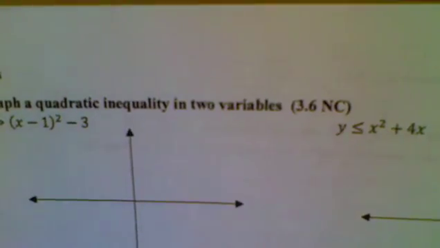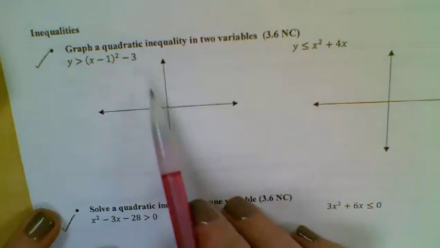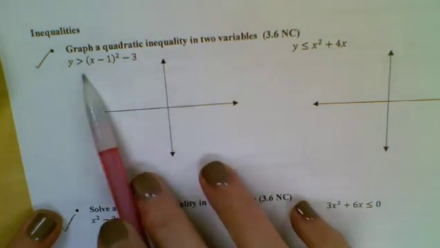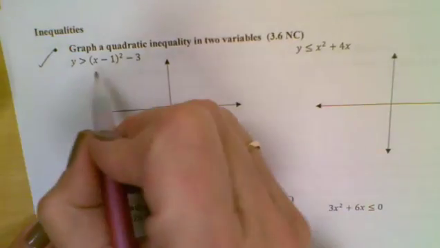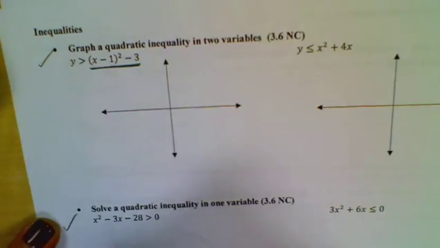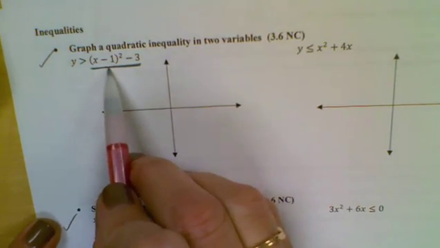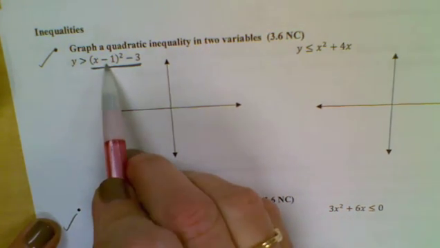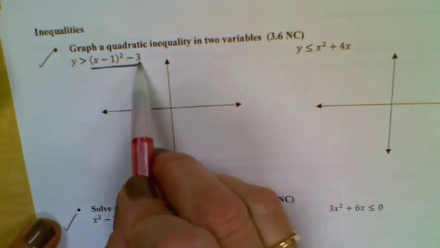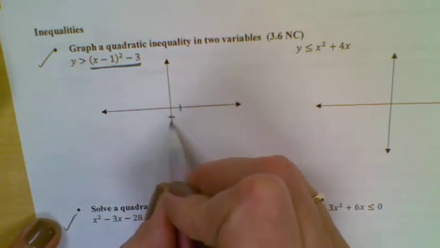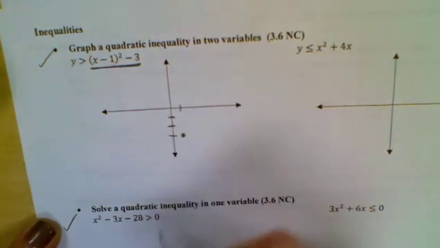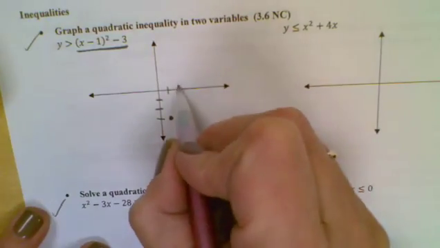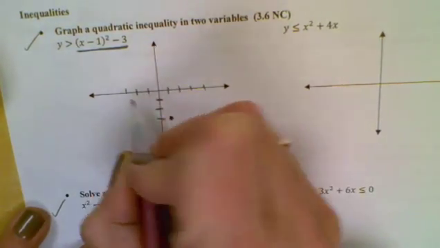Okay, then we have inequalities in this section. Again, it all deals with quadratics. So one kind of problem is, can you graph an inequality in two variables? This is going to be a little bit of a review of, do you know how to graph that equation? This one's in vertex form, so you know that it got shifted 1 to the right because of that minus 1, and 3 down. So if I go 1 to the right and 3 down, there's my vertex. It opens up, so I know it's going to go in this direction.